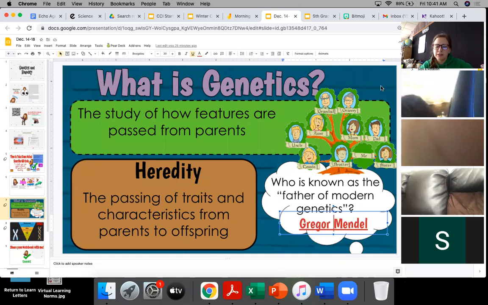Cullen, what type of plants did he study? He studied green peas and yellow peas. That's right. He studied pea plants. Excellent job.